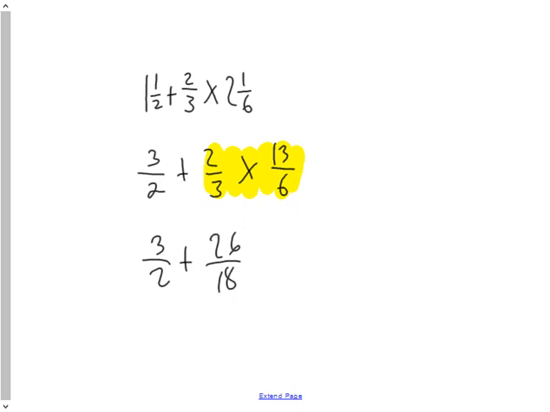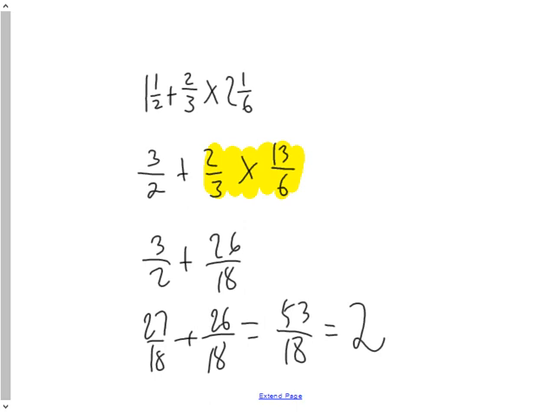I'm not going to cross-reduce. If you cross-reduced, you got 13 over 9, sorry, 13 over 9. But if you didn't get 13 over 9, you kept that, doesn't matter. I'm going to use this anyway just to show you that it's still doable this way. That would be 27/18 plus 26/18, which is 53/18, which will be 2 and 17/18. And that is your final answer.